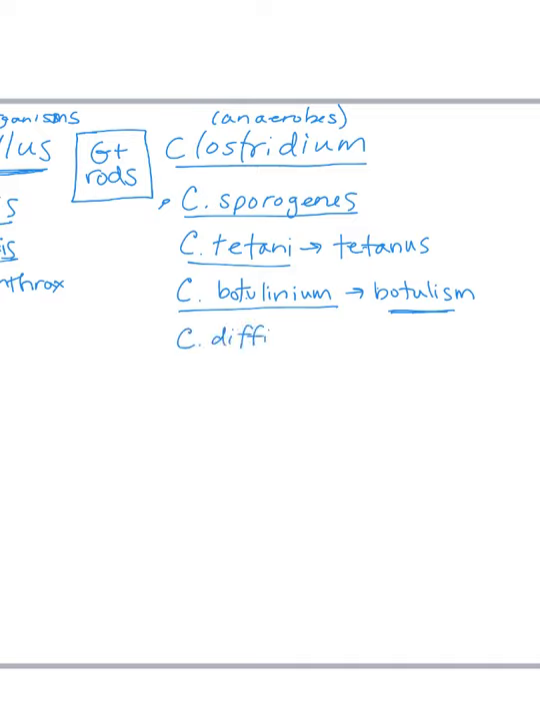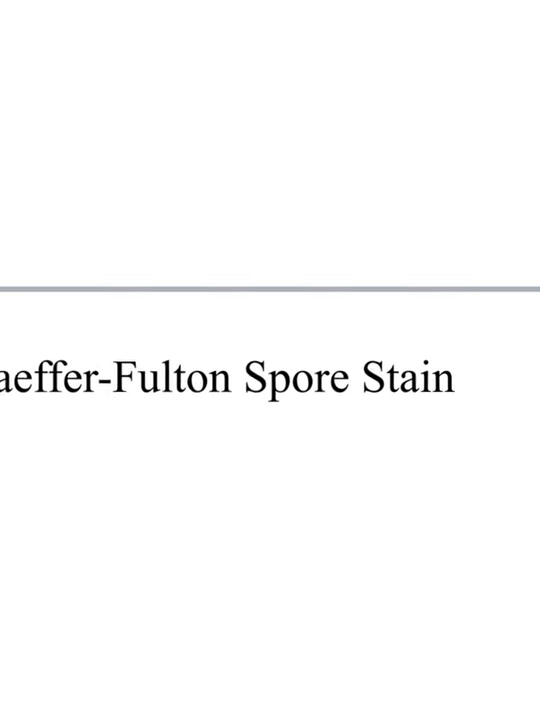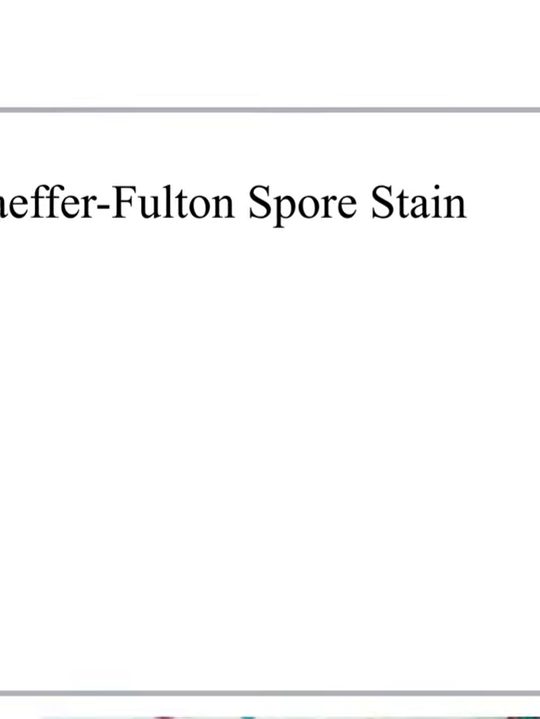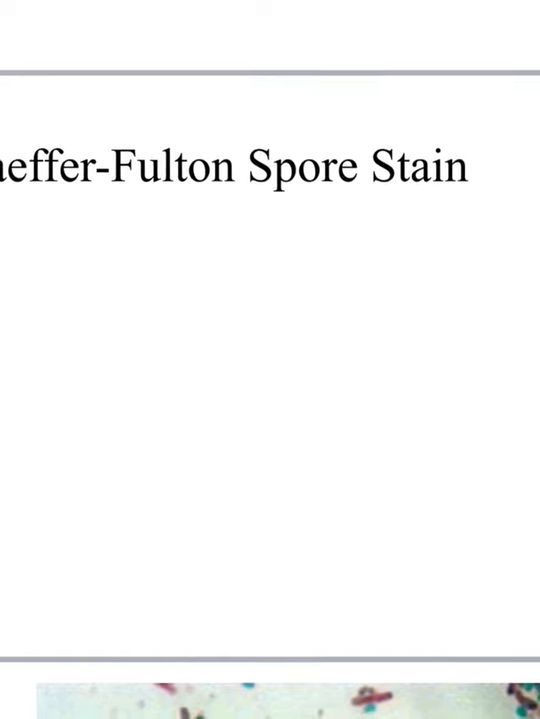Clostridium difficile is another one, which causes the disease known as C. diff, a really nasty enterocolitis and diarrhea. It's really pretty nasty and can be pretty chronic. Okay, so those are just to give you an idea of some of the organisms that form spores. How are we actually going to do a spore stain?